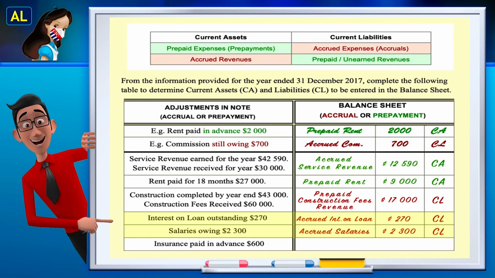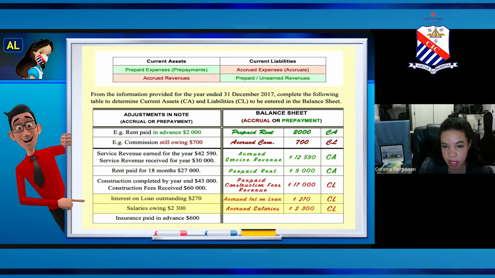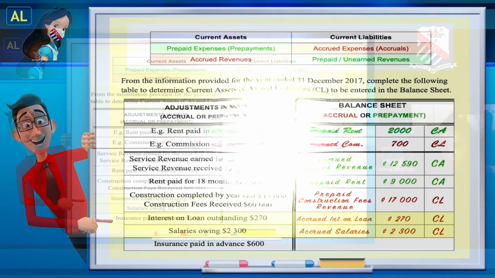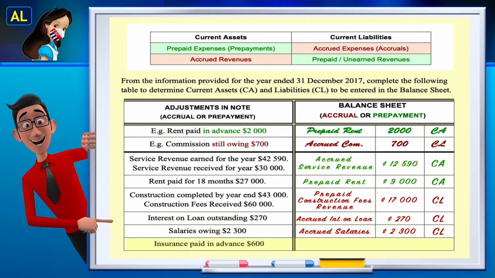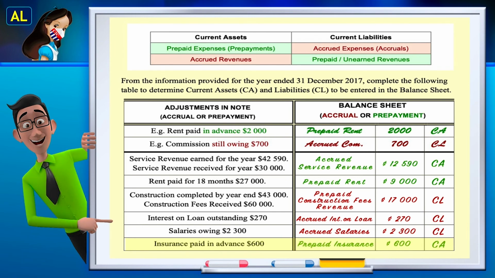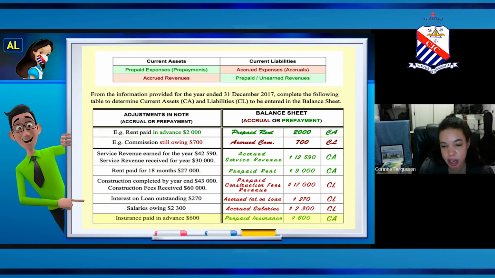Salaries, always an expense, owing, accrual, and therefore we have an accrued expense. They told you how much it was, 2,300, an accrued expense, money owing, current liability. Insurance paid in advance, $600. Paid in advance is a prepayment. Insurance is an expense. Prepaid expense, 600. Prepaid expense is a current asset.